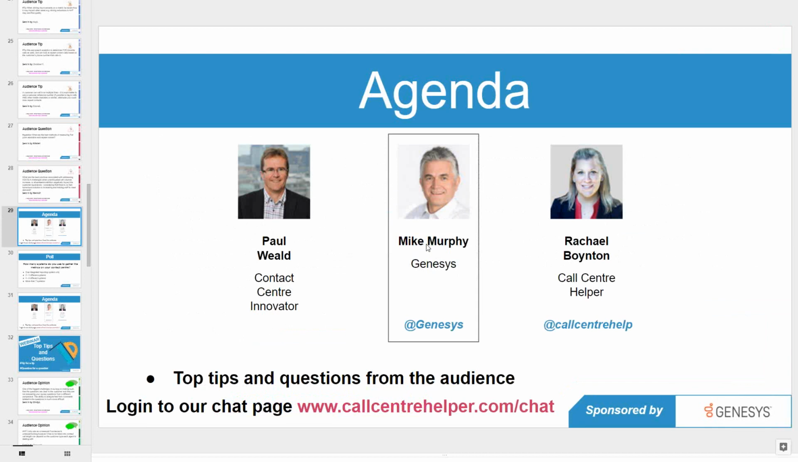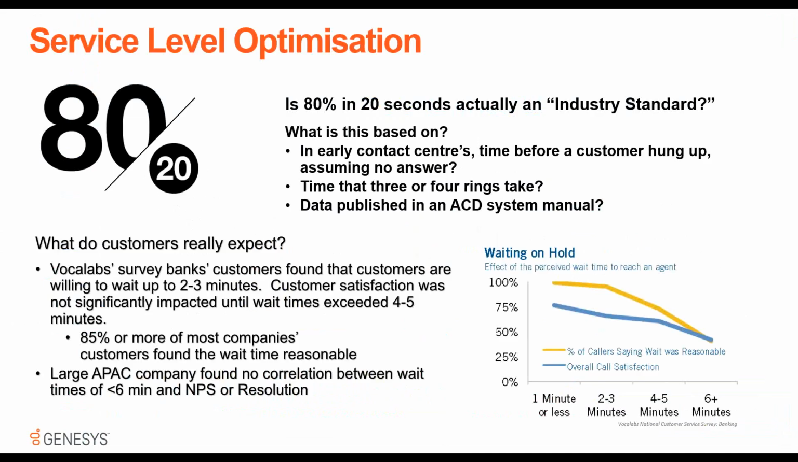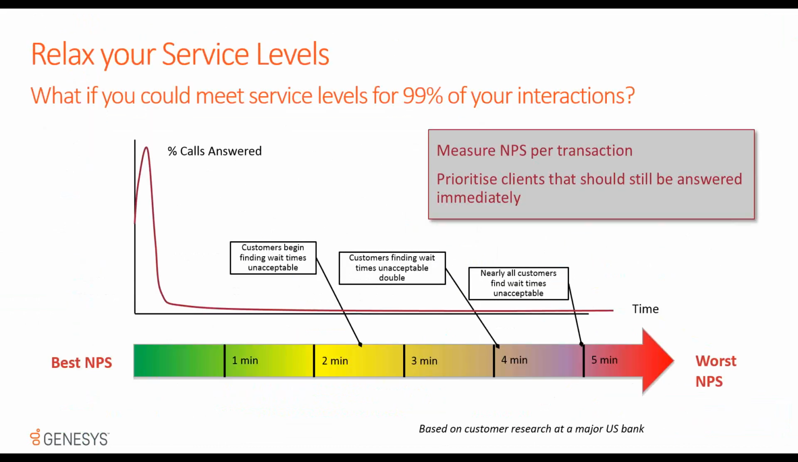When we studied it more closely and asked our customers what they expected, we have some studies here from Vocal Labs, for example. They studied bank customers, and they were able to see that customers were willing to wait longer, up to 2 to 3 minutes, without negatively impacting customer satisfaction. A large APAC company found no correlation between wait times of less than 6 minutes, which is an awfully long time, and the customer's NPS score or the actual resolution of the contact. So the point I'm making is that we should relax a little bit around that 80-20. It's maybe not the right ambition to achieve.